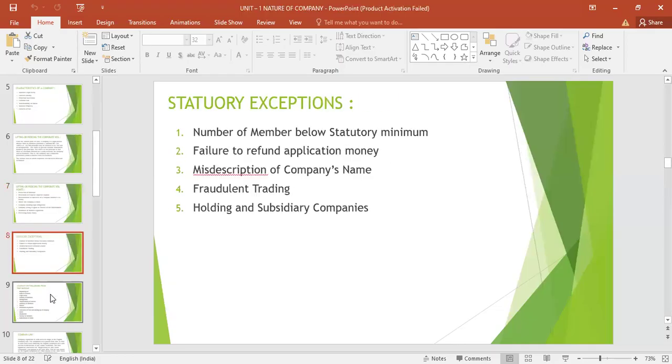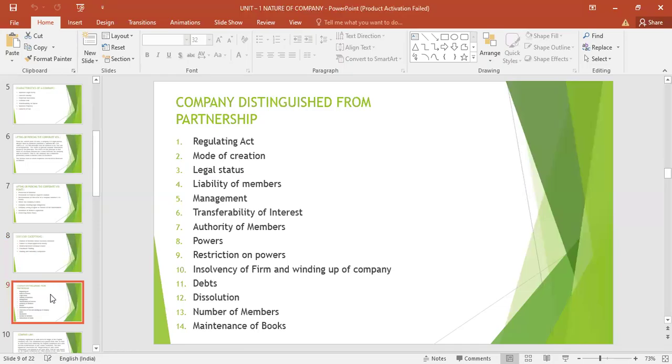Then we can move on to the statutory exceptions of this company law. First, the number of members below the statutory minimum. The second important point is failure to refund application money, and misdescription of the company's name, and fraudulent trading, holding and subsidiary companies. These are the important statutory exceptions of this company law.